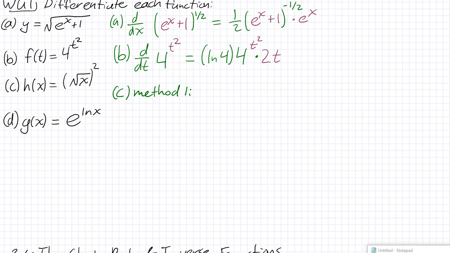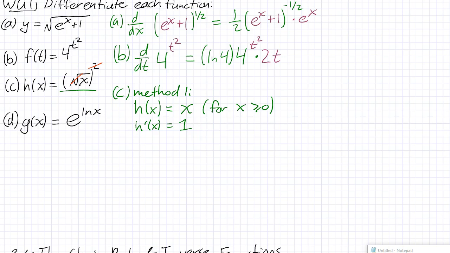So C method 1 is just to realize that h of x here, this function, is only defined when x is positive, by the way. If x is negative, this is undefined, because the square root of a negative number is undefined. But as long as x is positive, they just cancel out. We can say the square root essentially cancels out with x being squared, and we just get x for values of x where the original one was undefined anyways. So that's that. And then the derivative of that is just equal to 1.